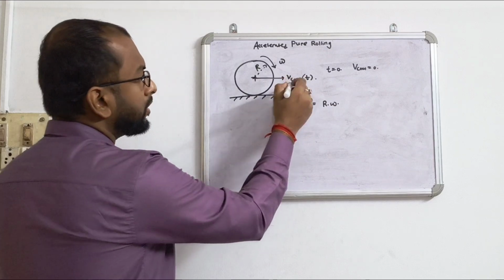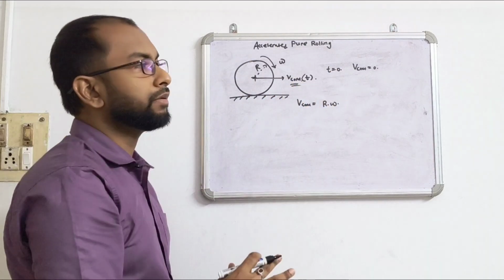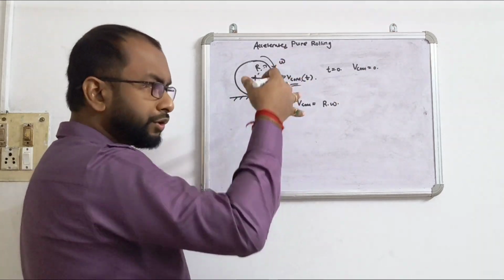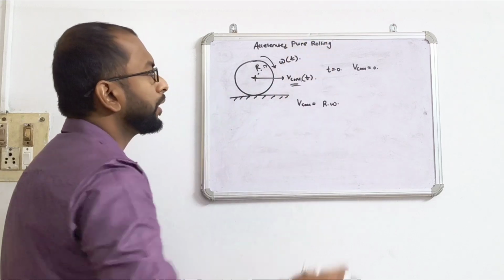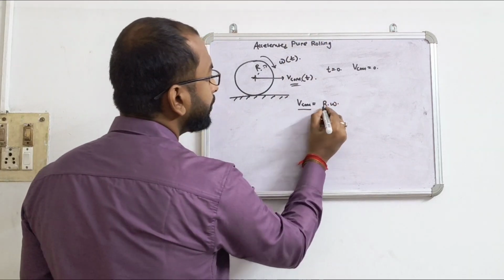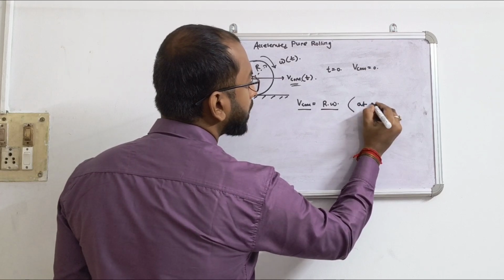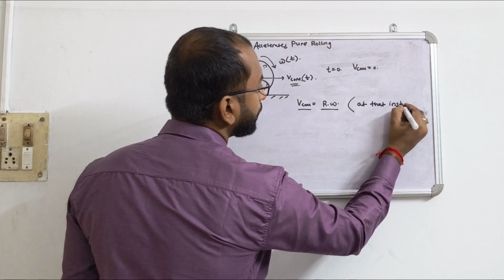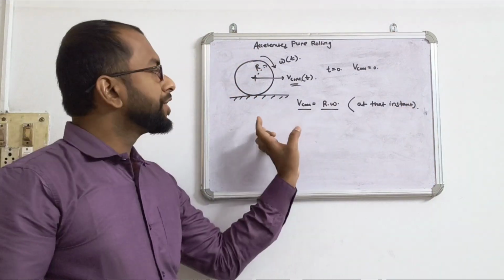And as I told you, it is accelerated pure rolling, so the velocity of the center of mass is changing with time. Maybe it is accelerating in the forward direction. So omega will also change with time. So omega will also be a variable quantity, omega(t) we will write. So VCOM equals r omega at that particular instant. But it is changing with time.